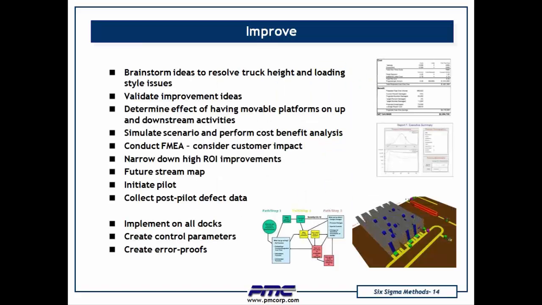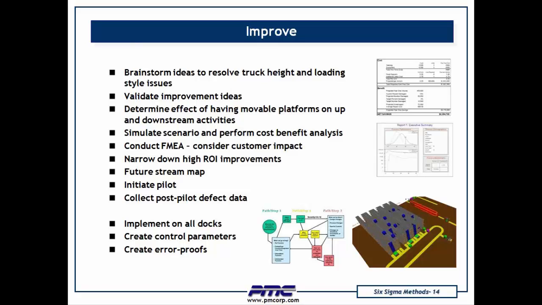Here now we brainstorm ideas to resolve the truck height, because remember we said truck height was really causing the variation, the pressure that was being exerted. So we said, okay, let's resolve the problem and let's see if we can generate some ideas around it. Okay. Now, once we have the set of ideas ready, let's validate those. Okay. Now, determine the effect of having maybe the movable platform or up and downstream activities. Okay. So let's think it through. Okay. Simulate maybe the scenario and perform the cost-benefit analysis.